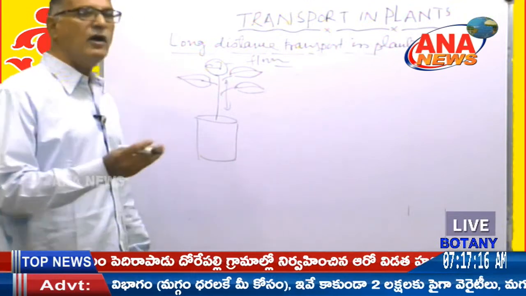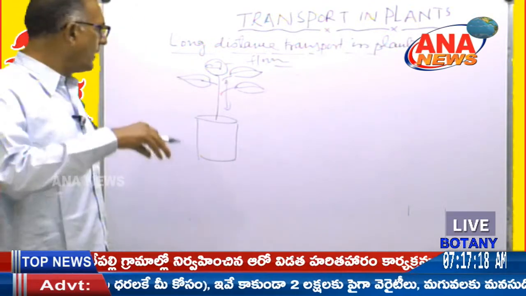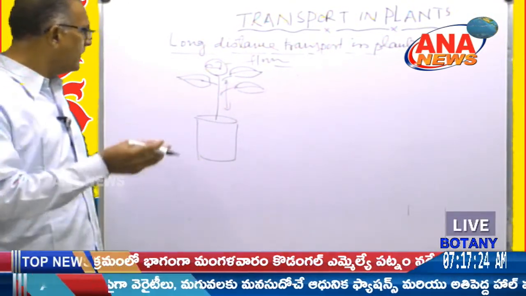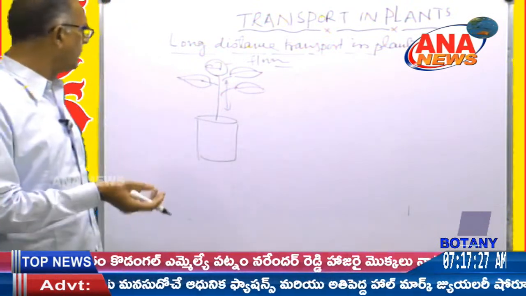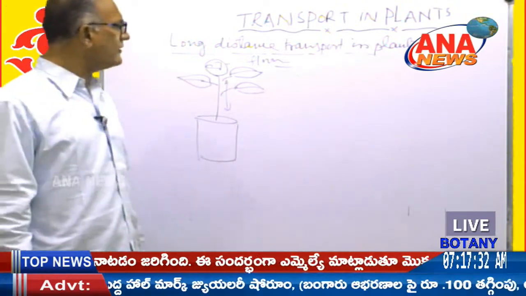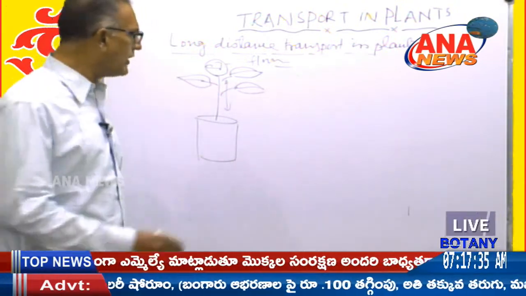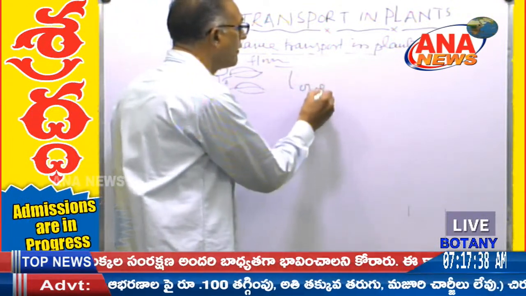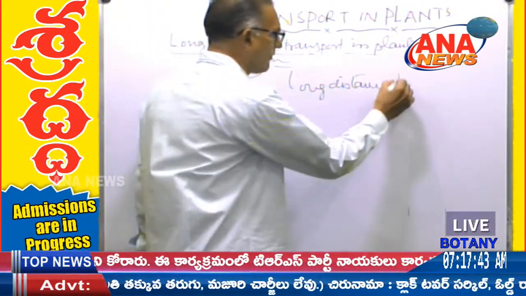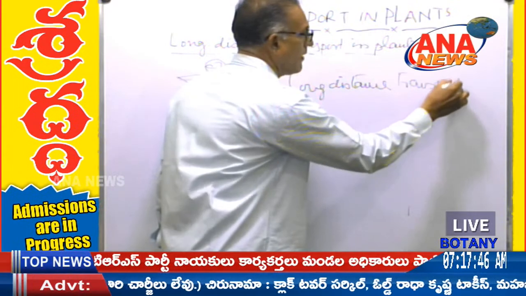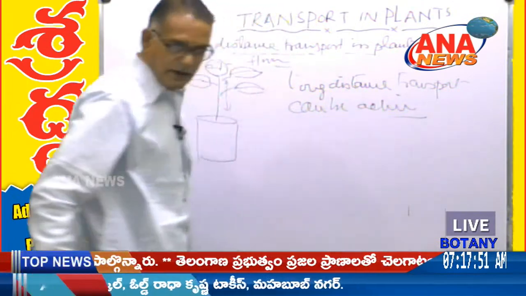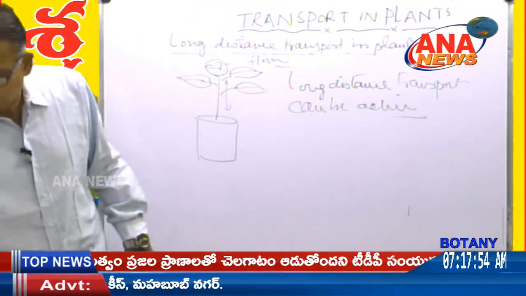Whether it is as a solution or a suspension, the substances shift in the same phase as a flowing river. Thus, the substances are translocated or transported long distance through the xylem. The long distance transport can be achieved by positive hydrostatic pressure.